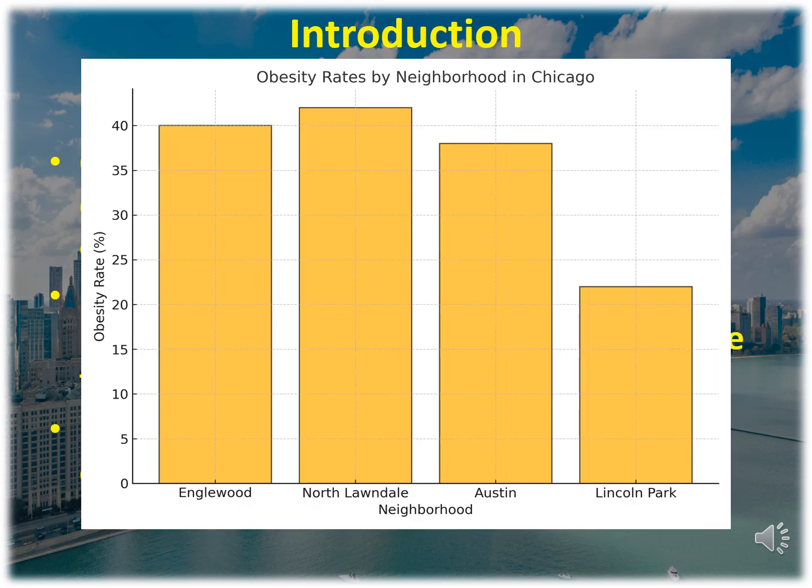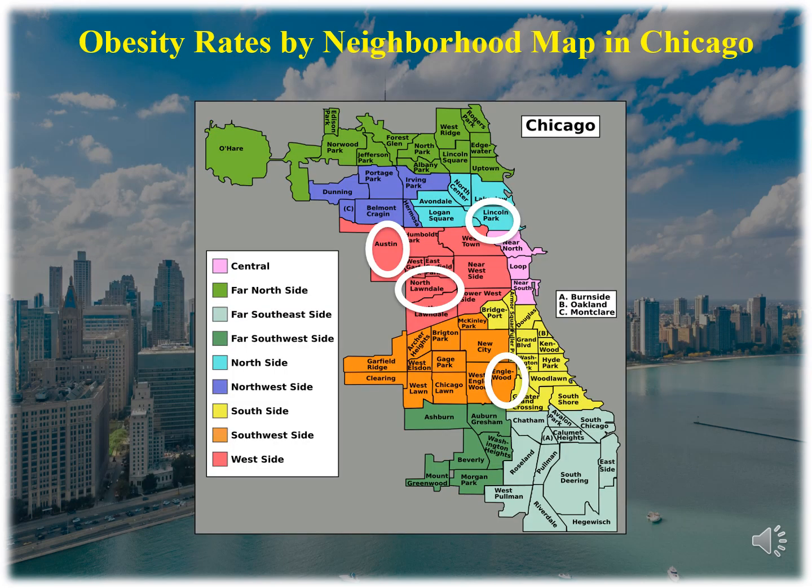This is the graph to show the obesity rate in those four neighborhoods of Chicago as mentioned in previous slides. And this is the map of Chicago, portraying those four areas. Note that Englewood is south of Chicago.